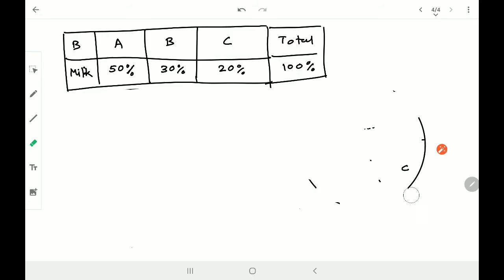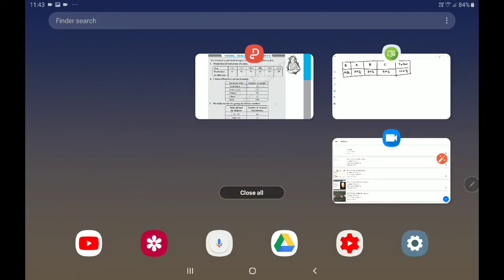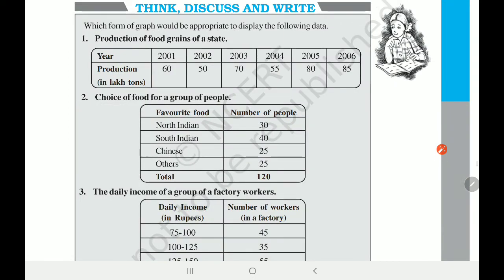Okay, so both the questions you can try and give me the feedback. If you are able to construct the angles, then it's okay. If you're not able to construct angles, then let me know, I'll teach you accordingly. Clear? So I'll show you the text if you want.